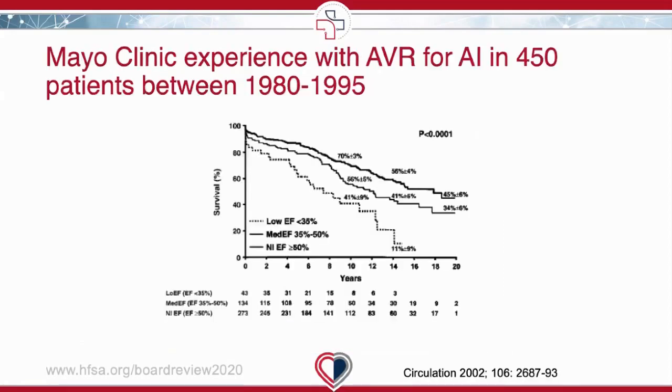This is a slide from the Mayo Clinic experience with aortic valve replacement for AI in 450 patients. You can see that outcomes with a lower EF are worse. But again, we will usually offer this surgery to patients despite a lower EF to, quote unquote, kick the can down the road before they need a VAD or a transplant.